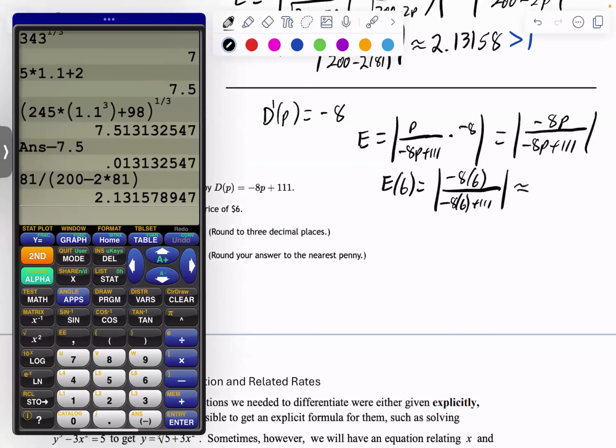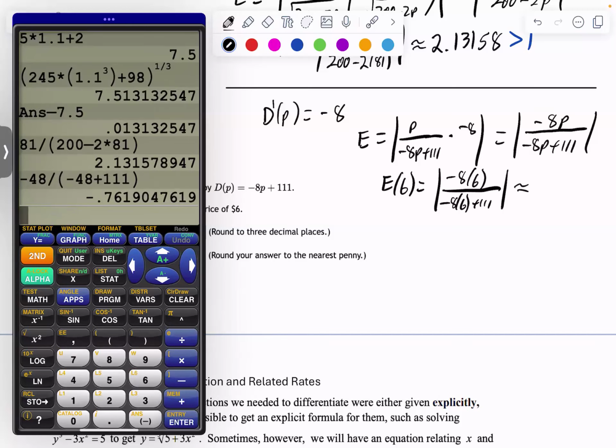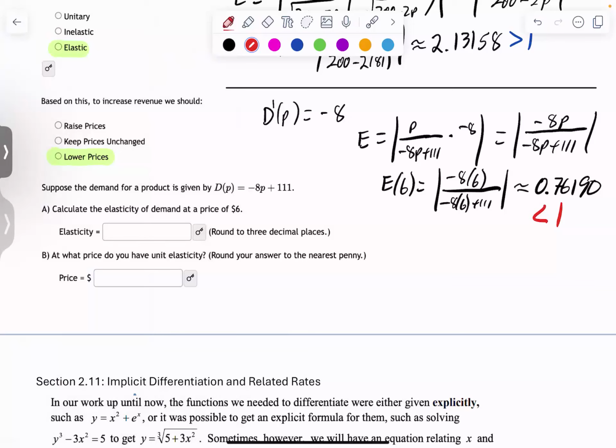Let's see what we get. And again, because it's absolute value, we're just going to write the positive version of that. And the point is, this is less than 1. So our elasticity, in this case, is 0.7619. It says go to 3 places, but let's do that to 2.